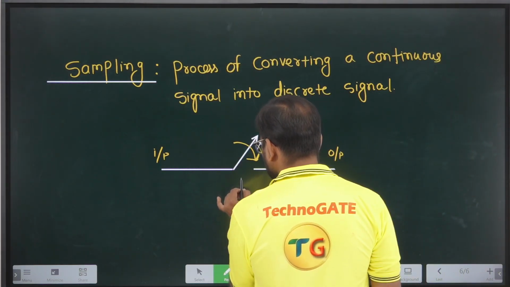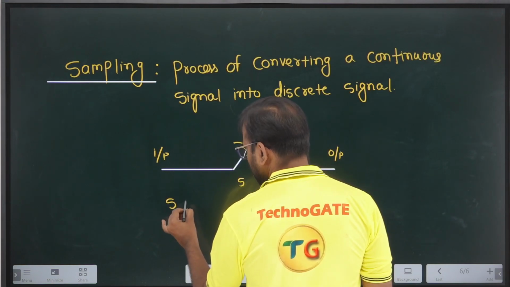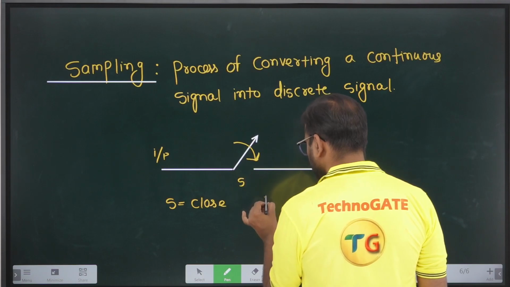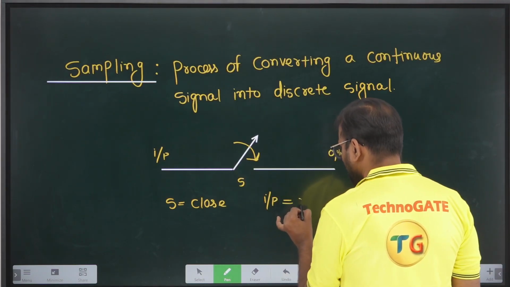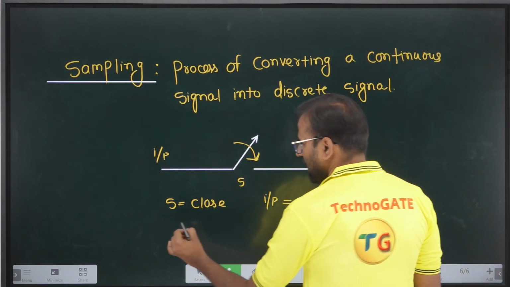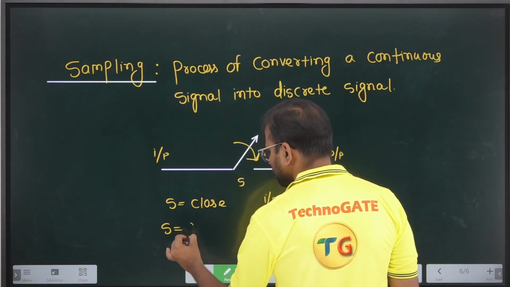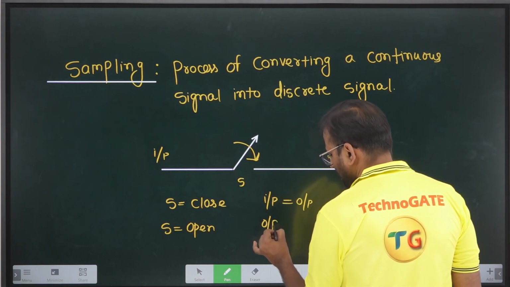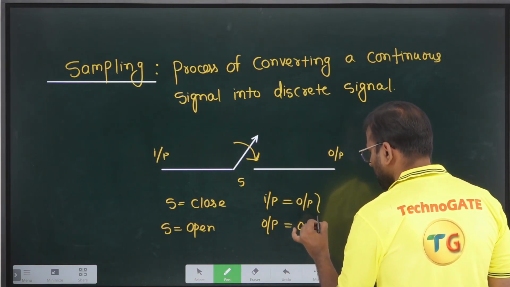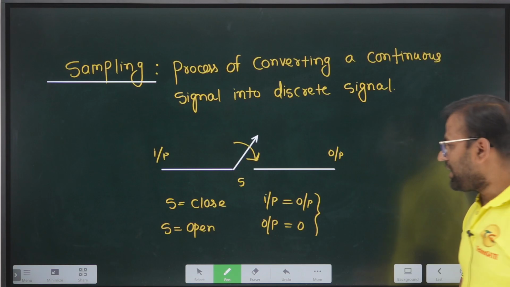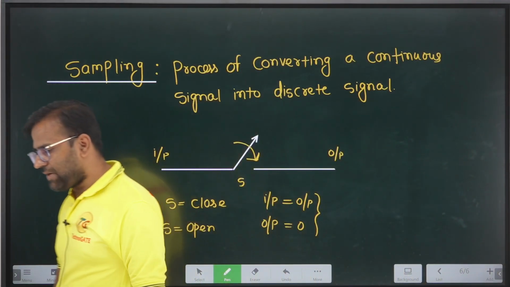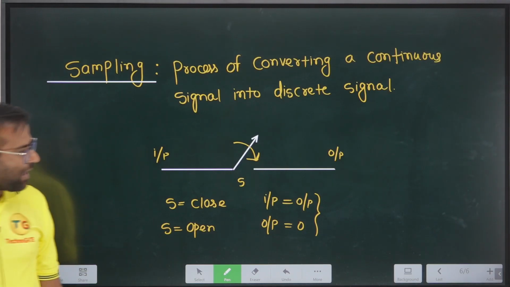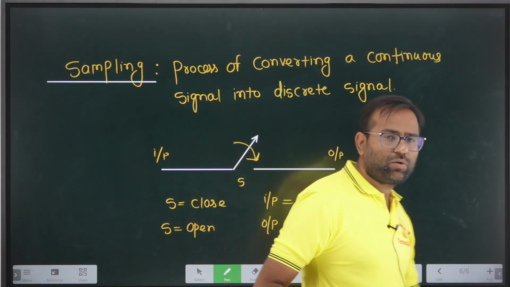When this is switch S, when S is closed, input is equivalent to output, and when switch is open, output is equivalent to 0. This is the idea. When switch is closed, input is equivalent to output, and when switch is open, output is equivalent to 0.